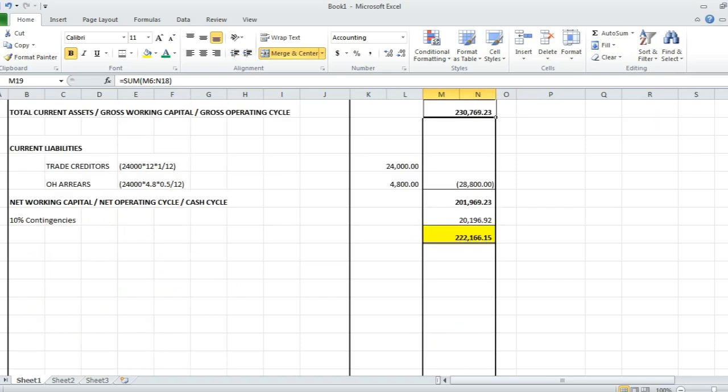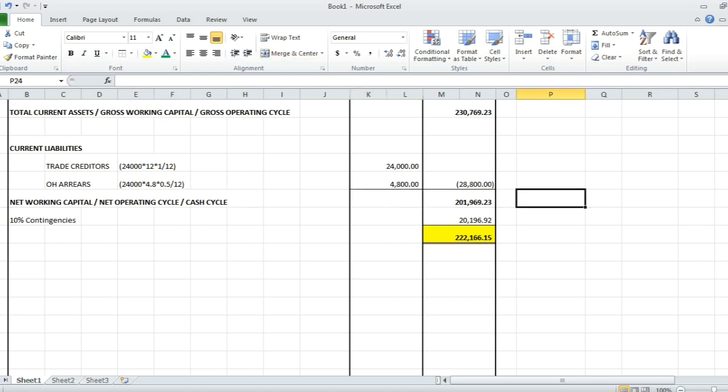And the current liabilities part, trade creditors is 24,000 production units into 12 rupees raw material cost per unit, and 1 month credit period, 1 divided by 12, 24,000. And the salaries are paid in the same month, so there are no arrears in the salary. So overhead arrears: 24,000 production units into 4.8 rupees overhead cost per unit into half month arrears, 0.5 divided by 12, 4,800 rupees.